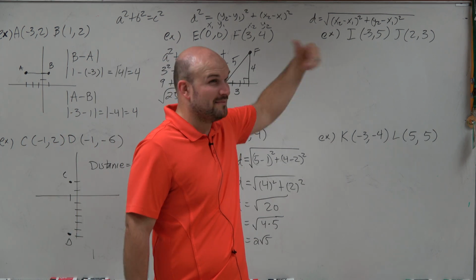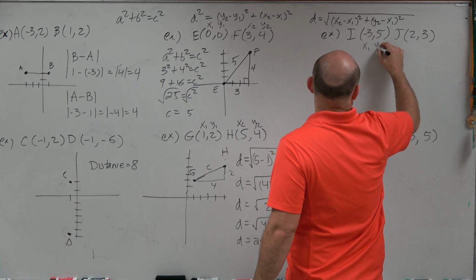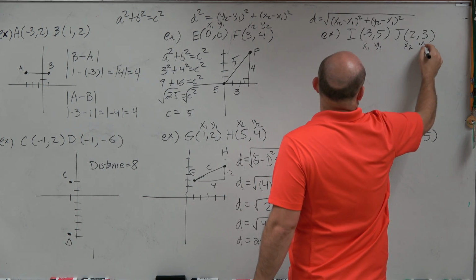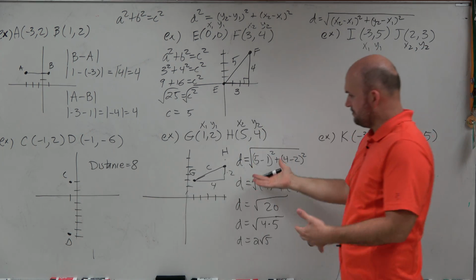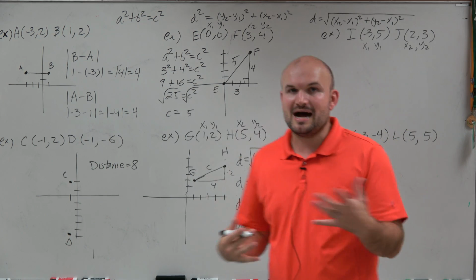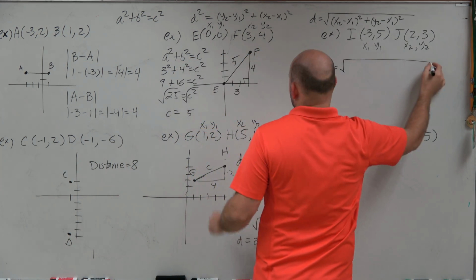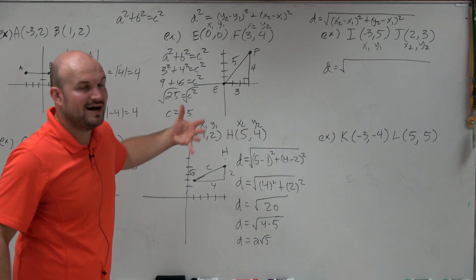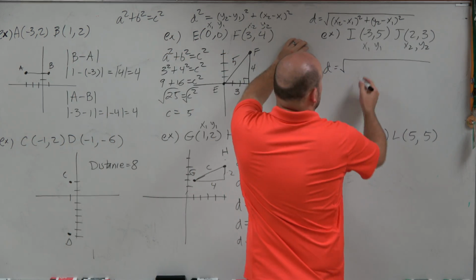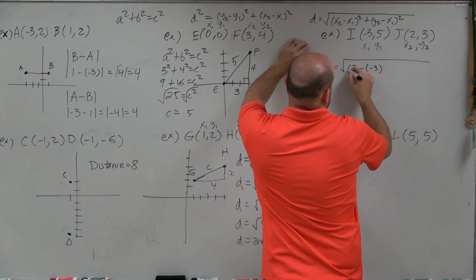Rather than graphing them, I'm just going to get right into the distance formula. So I'm just going to label this x1, y1, x2, y2. Because even though graphing them is very helpful to visualize, I can do a lot of this math quickly in my head now that I have an understanding of how things work on the graph. So just got to be careful that you're plugging in the correct numbers.